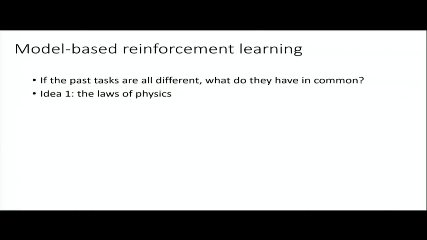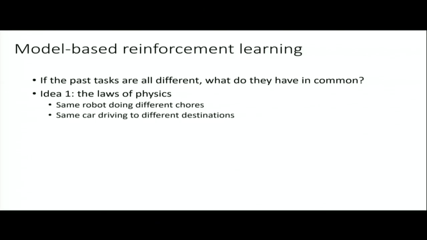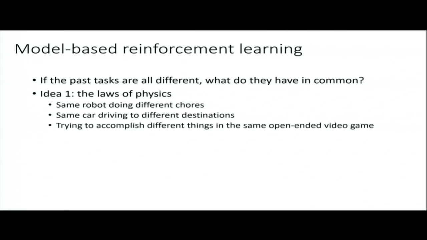So if your agent is operating in some kind of universe, whether it's a robot operating in the physical world or an agent that's doing something on the internet operating under the rules of that environment, there's some kind of equivalent of the laws of physics, some kind of dynamics that are conserved across all the tasks that your agent is attempting to do. So you can have the same robot doing different chores, the same car driving to different destinations. If all the different tasks in your multitask learning setting exist in some sense in the same universe, that universe is governed by some rules, and you can attempt to extract those rules.